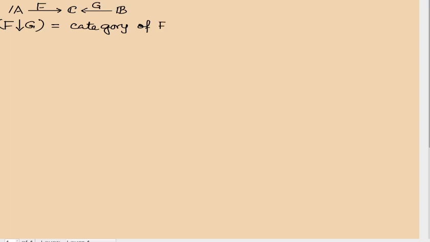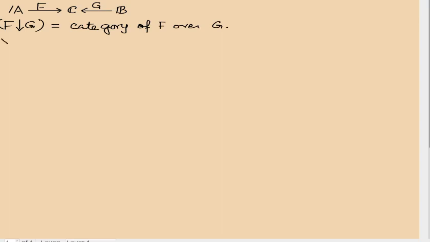So suppose we have two functors, and the category we shall write as this. This is the category of F over G.